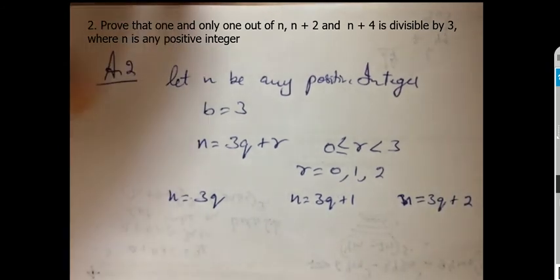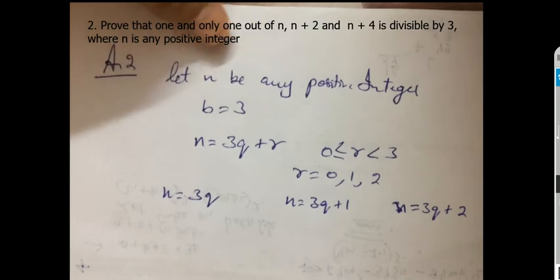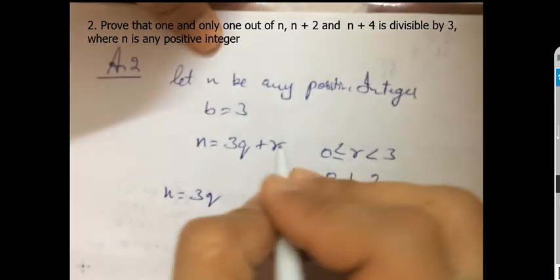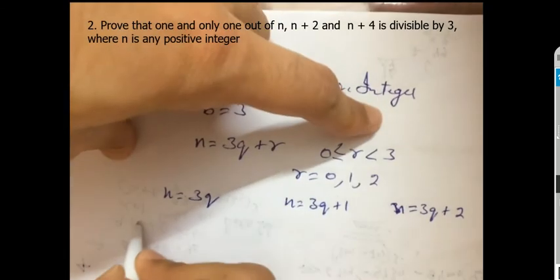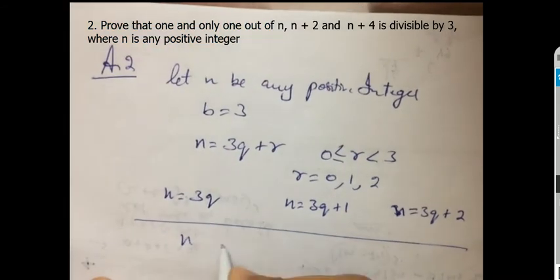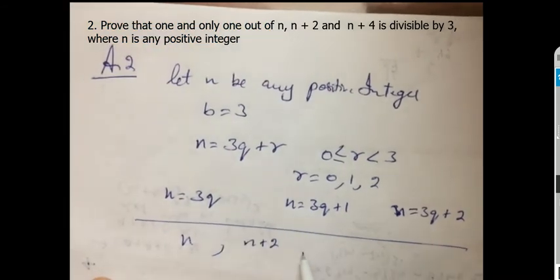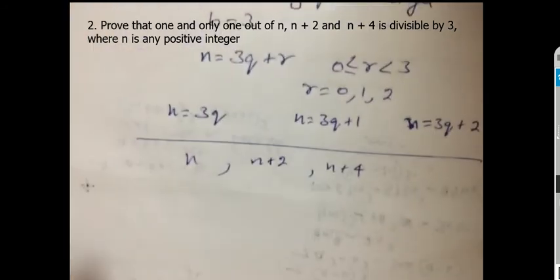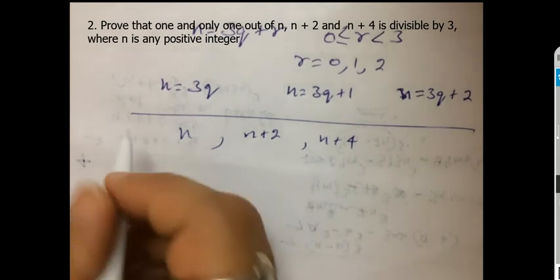Now taking each one of these with the given numbers, we have to find it for 3 terms. One is for n, another is for n plus 2, and the third one is n plus 4. For these 3 terms we have to find this. Let's say first we are finding it for n.